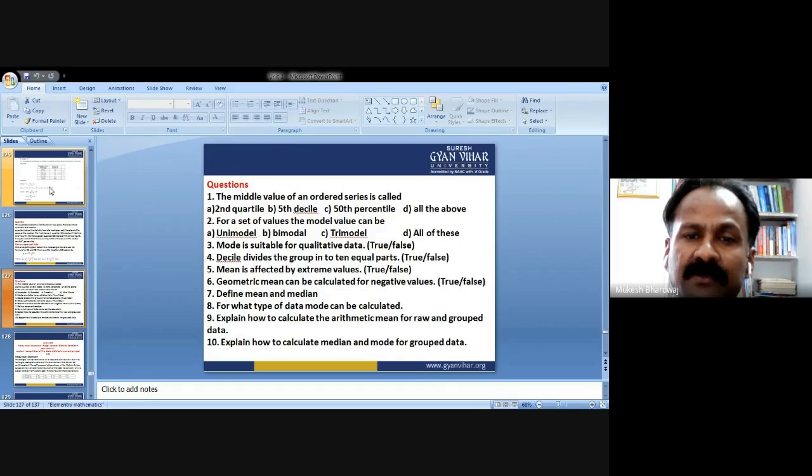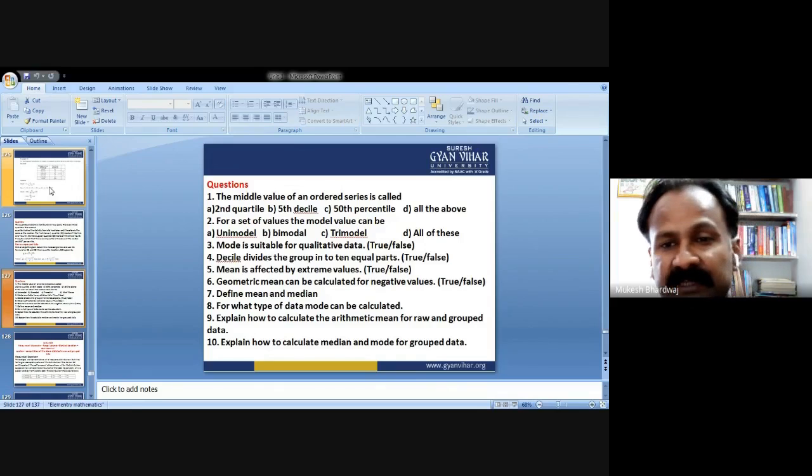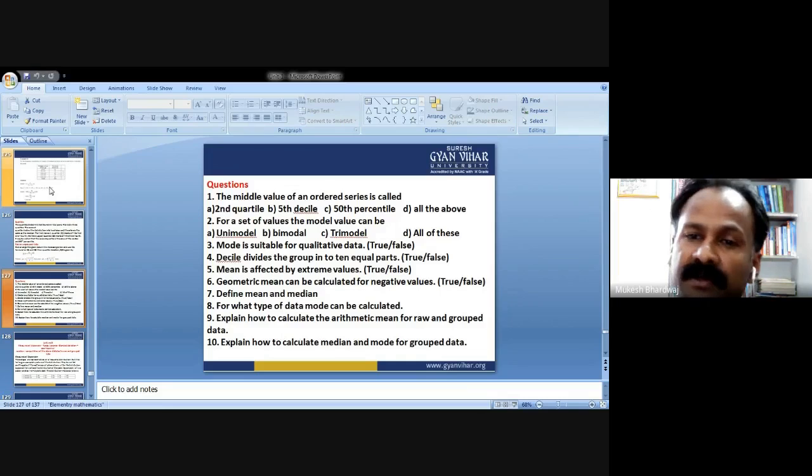So the middle value of an ordered series can be called the second quartile, the fifth decile, or the fifth percentile. That means the D option, all of the above, is the correct option.